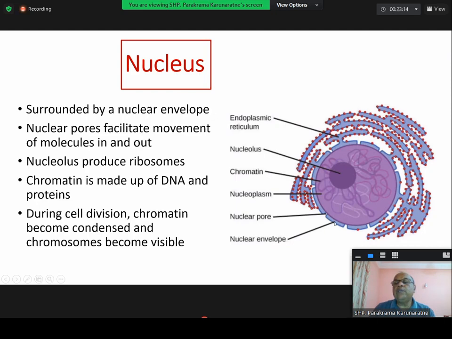The nuclear envelope is made up of two layers of cell membrane. Again, our famous phospholipid layers, the cell membrane, two layers of phospholipids. So the nuclear envelope surrounding the nucleus has two layers of cell membrane. And then in some places you get pores. These pores are like openings, right? So that things can move in and out through these nuclear pores.